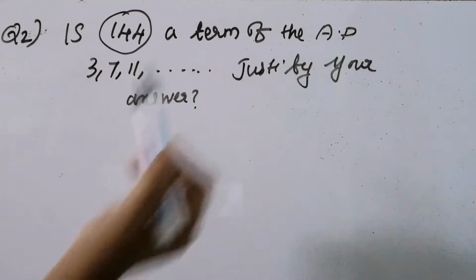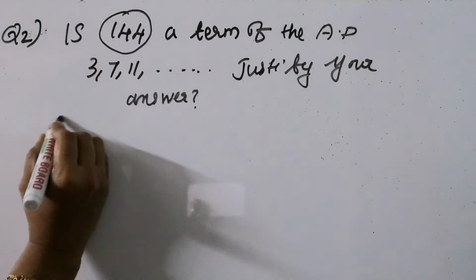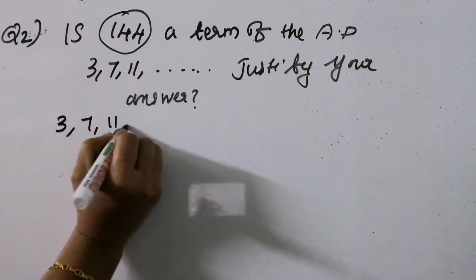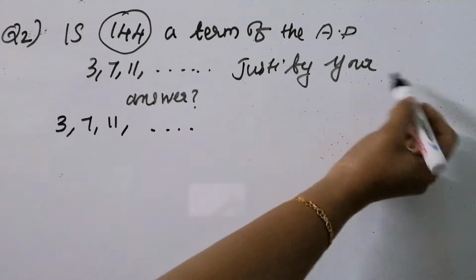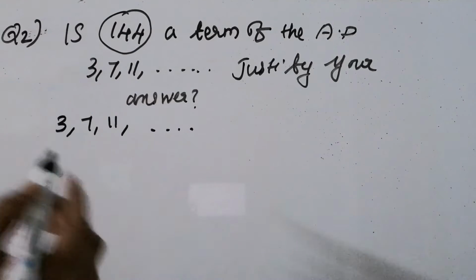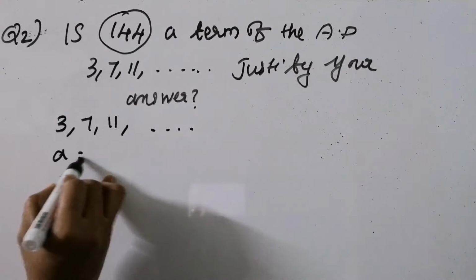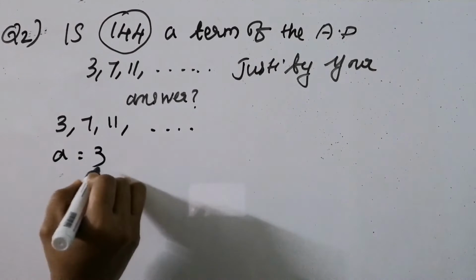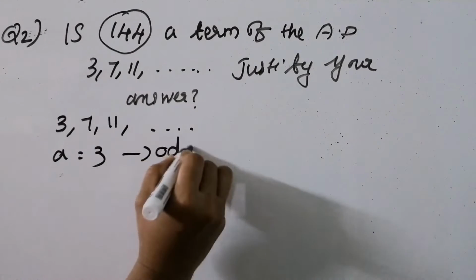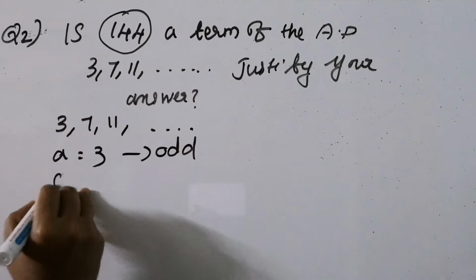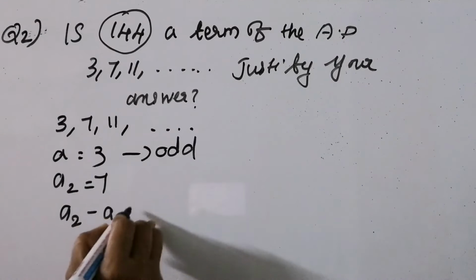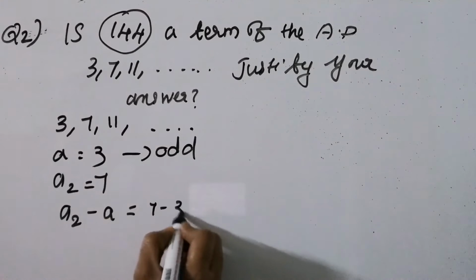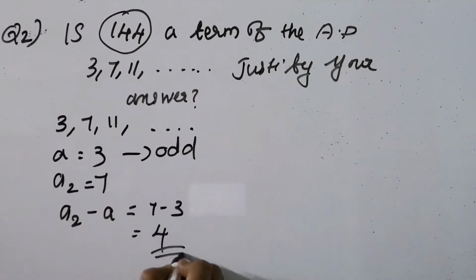So your next question, the second one, is whether 144 is a term of the arithmetic progression. They given the arithmetic progression 3, 7, 11, etc. Then they ask us to justify your answer also. Okay. Here the first term a is equal to 3. This is an odd number. Then we take the second one, a2 is equal to 7, and then we find the common difference, a2 minus a, that is equal to 7 minus 3, that is equal to 4.